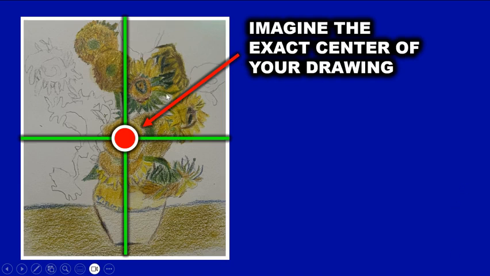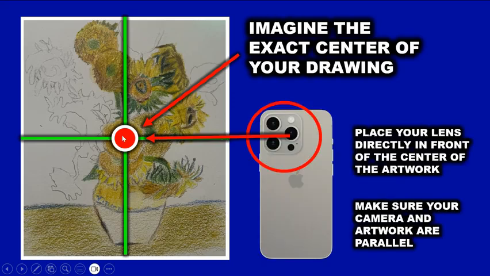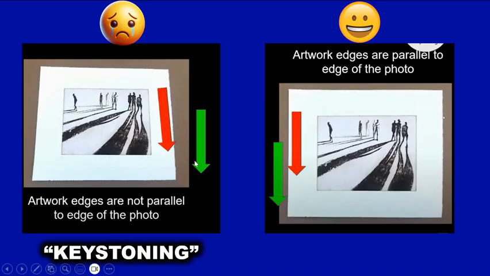Then imagine the center of your artwork. So it's halfway down, halfway across. That's the center of your artwork. And then imagine the center of the lens being directly above the center of the artwork. That is the best way to photograph the artwork. That'll keep this keystoning effect from happening. This keystoning effect, where the side of the artwork and the side of your photo, they're not parallel. It warps your picture a bit.